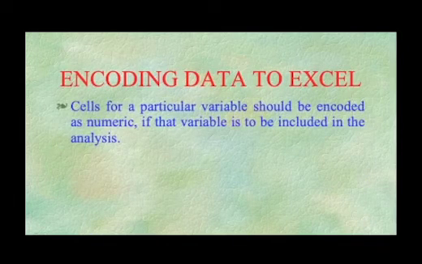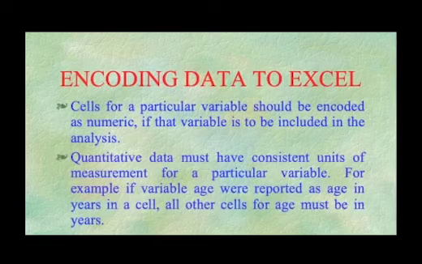And cells for a particular variable should be encoded as numeric. So you need to encode them numerically if that variable is to be included in the analysis. Quantitative data must have consistent units of measurement for a particular variable. For example, if the variable is age and it is reported as age in years in one cell, all other cells must have age in years. You don't put in one cell age in months, and then in another cell, age in years. So cells should have consistent units.